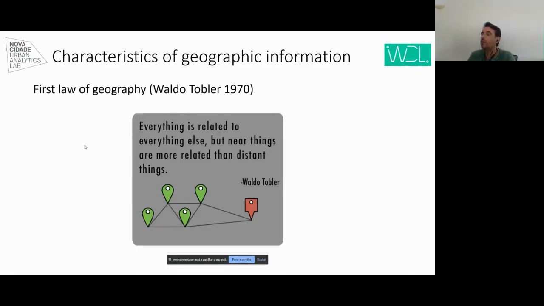For example, we can have two events that are closer in space, but they could be farther away in time. For example, one thing could happen almost in the same place about 100 years ago, and is not so related, just related in space, not in time. So time is also another important thing to take into account in this first law of geography that is from 1970.